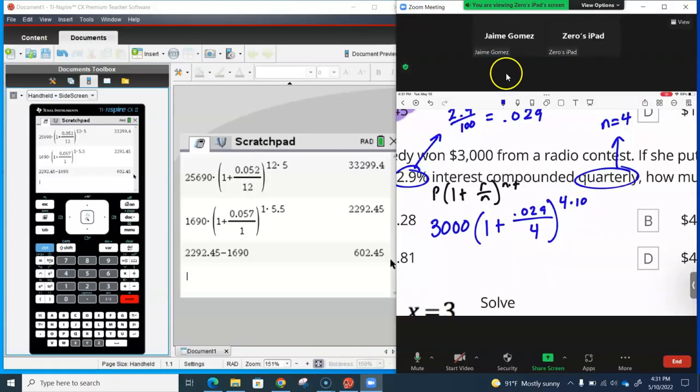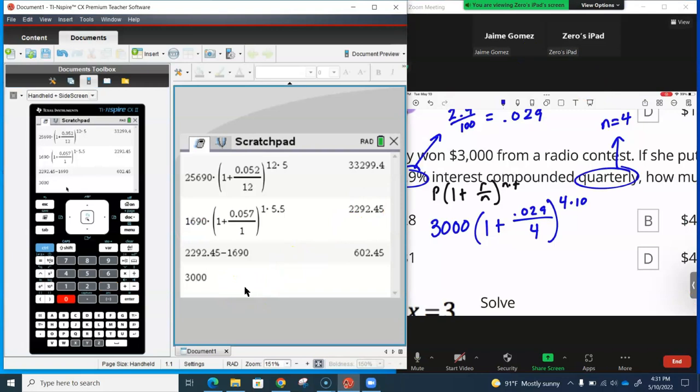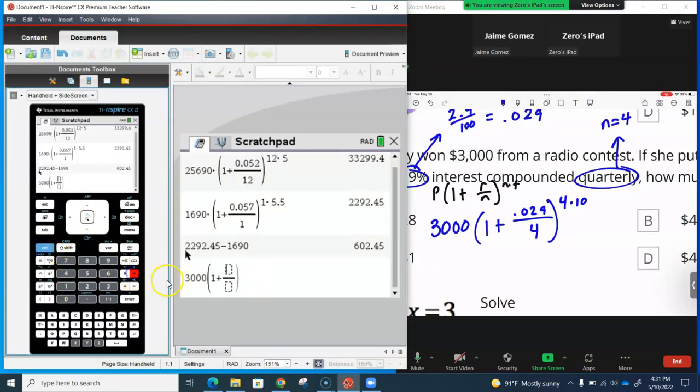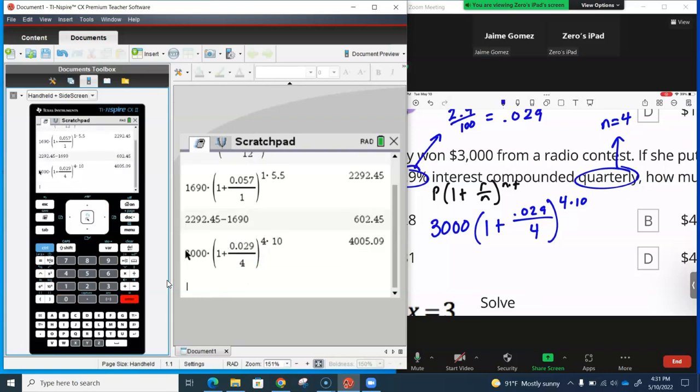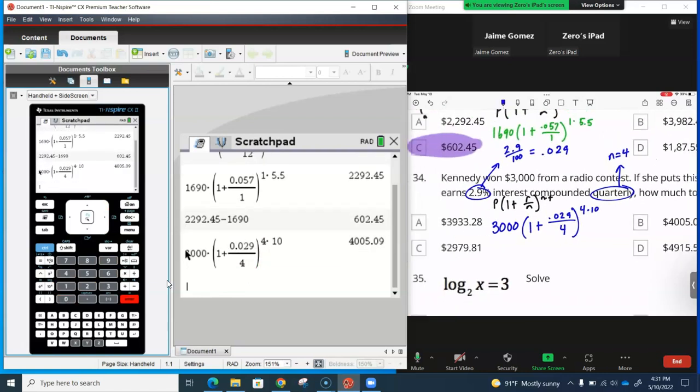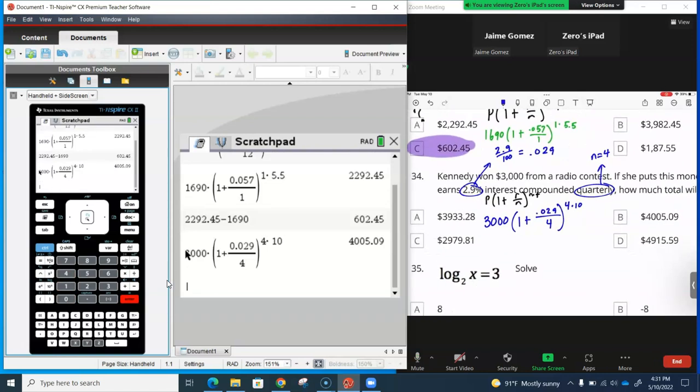In the calculator: 3,000 parentheses 1 plus 0.029. On the bottom is going to be 4. And then on top it's 4 times 10. So $4,005. There we go.